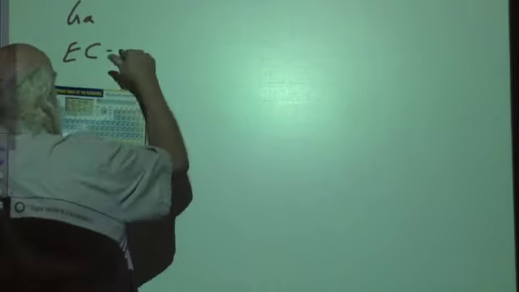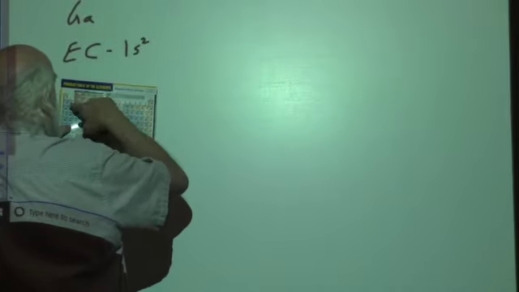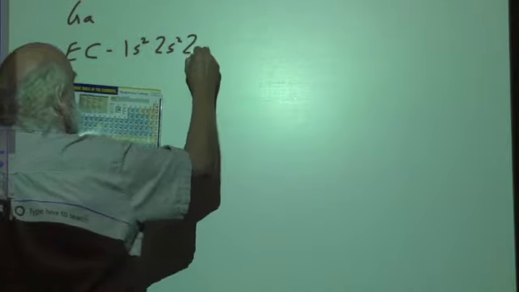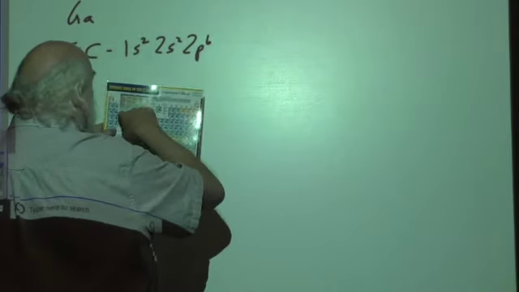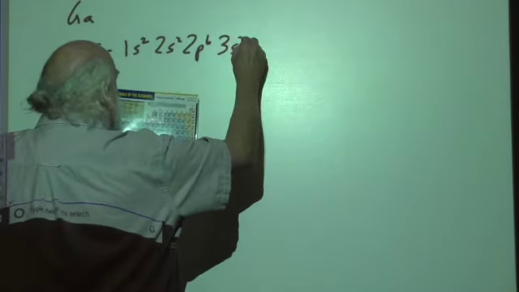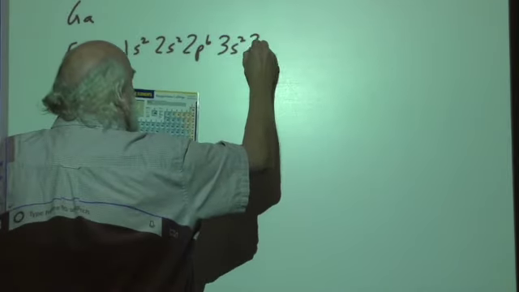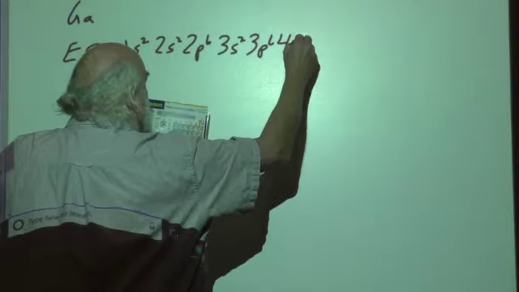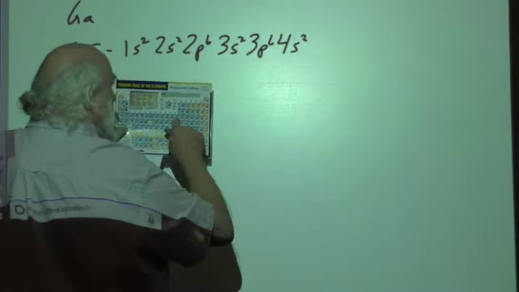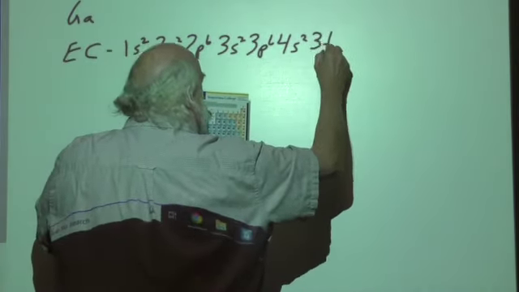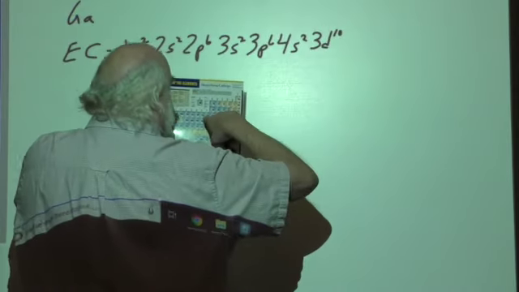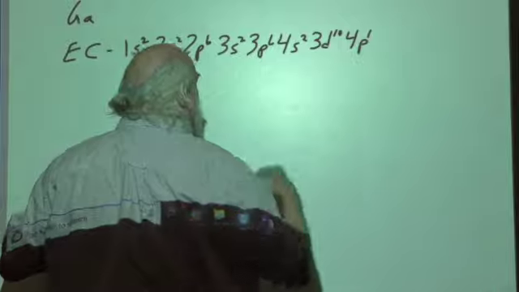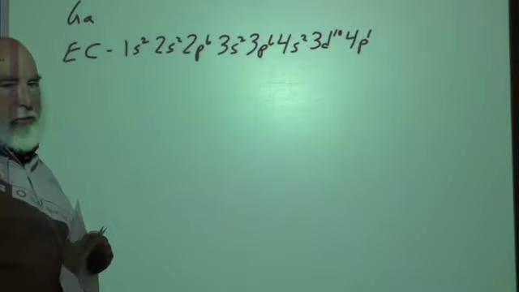So we go 1s2, 2s2, 2p6, 3s2, 3p6, 4s2, 3d10, and that leaves us the next element after zinc, which is gallium, which will then be a fourth level p electron in the first one.